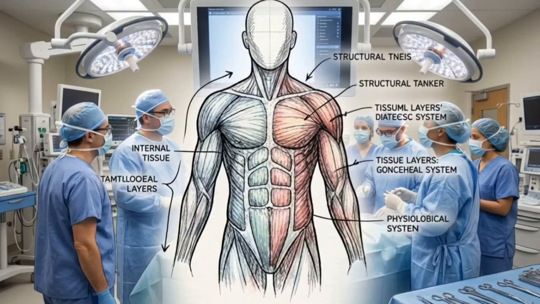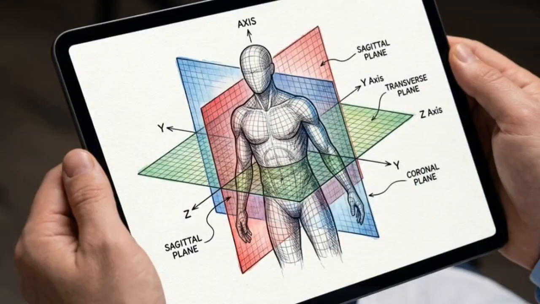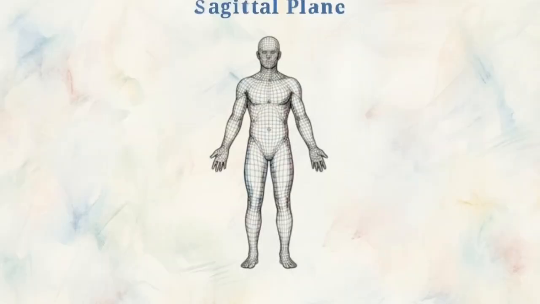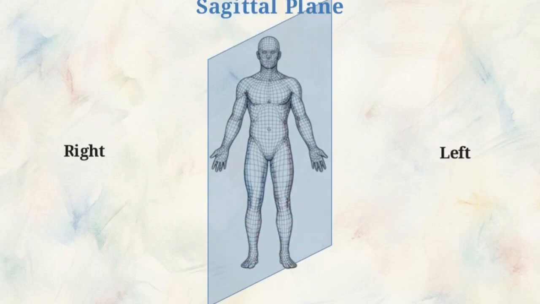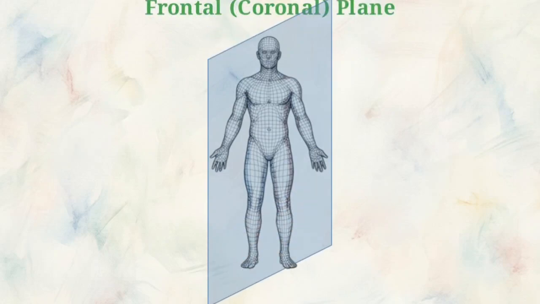With the biological machine fully operational, clinicians require a standardized spatial language to navigate it. This is achieved through the anatomical planes, a three-dimensional coordinate grid used to communicate locations within the body. This diagram shows the first axis, the sagittal plane. It slices down the middle of the subject, separating the left and right sides. The second axis is the frontal or coronal plane.